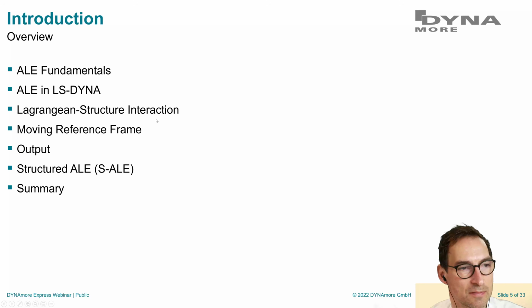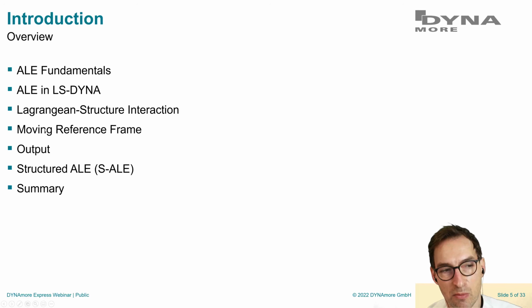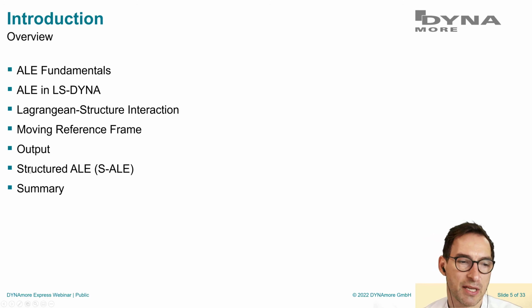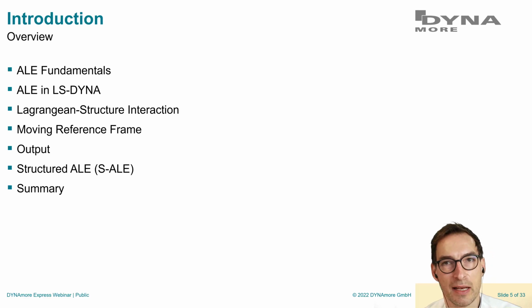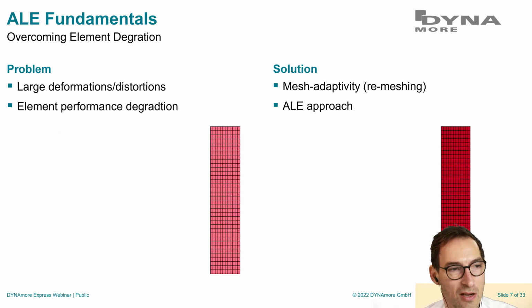Okay, so here's an overview of what we're going to talk about today. First of all, I'm going to introduce you to the fundamentals of the ALE method and how it's implemented in LS-DYNA. We talk about Lagrangian structure interaction, moving reference frames, a little bit of output, and also structured ALE, which is basically an improved implementation of the ALE method, which is supposed to give you better performance and make the whole treatment of ALE in LS-DYNA a little bit more user-friendly. Okay, so let's talk about the fundamentals. What is the ALE method?